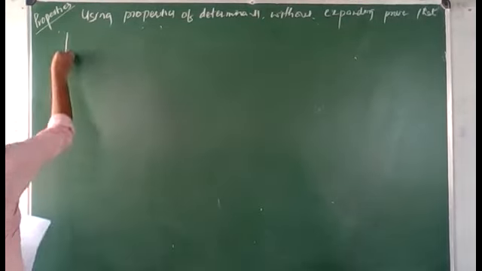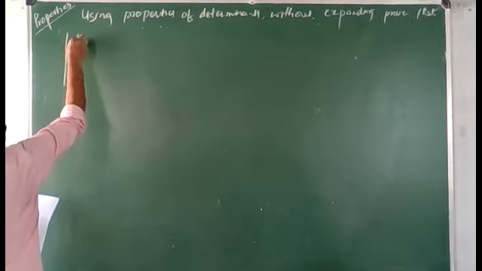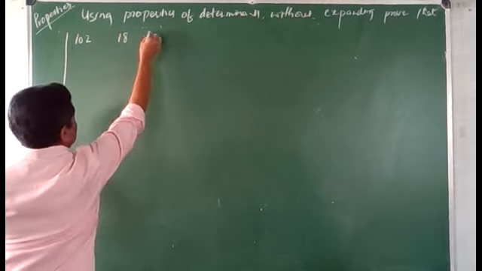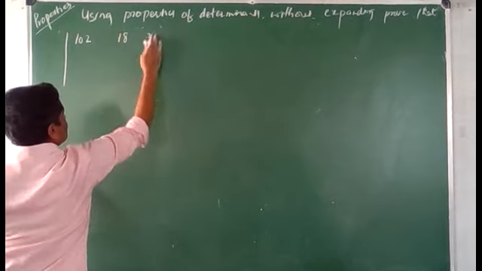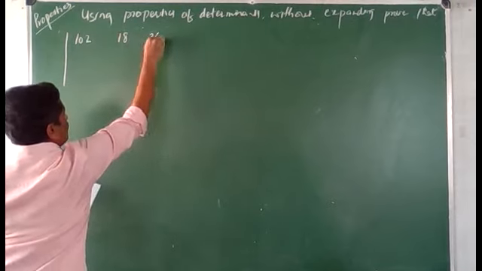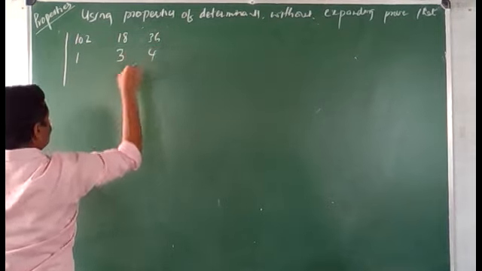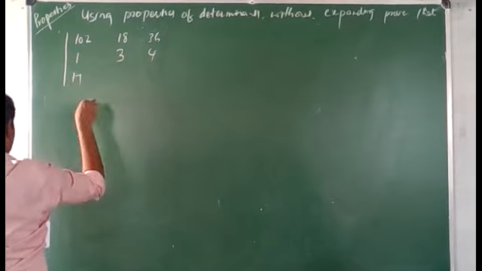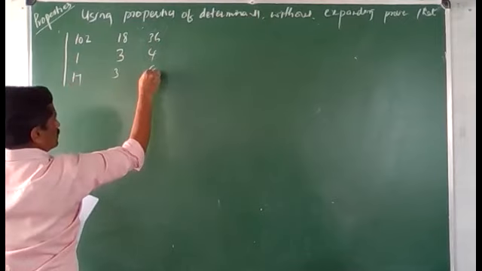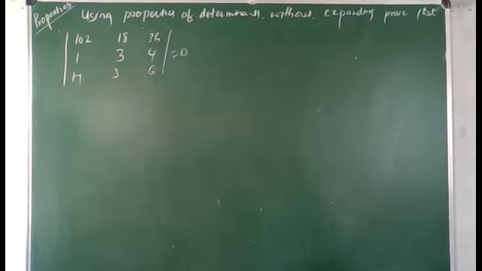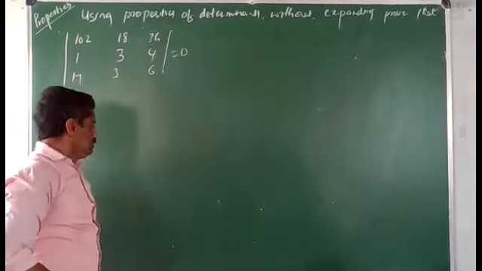Next one, determinant of 102, 18, 36, 1, 3, 4, 17, 3, 6 is equal to 0. You have to show that the determinant is equal to 0.